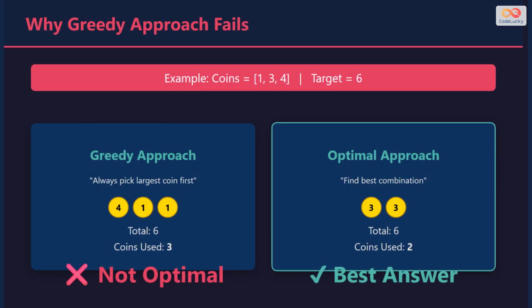A common first instinct is to use a greedy approach, where you always pick the largest coin possible. However, this doesn't always work. Consider coins with values 1, 3, and 4 and a target of 6. A greedy approach would pick 4 first, leaving 2, which requires 2 ones. That's 3 coins total. But the optimal solution is simply 2 coins of value 3. This proves we need a smarter strategy than just picking the biggest coin.